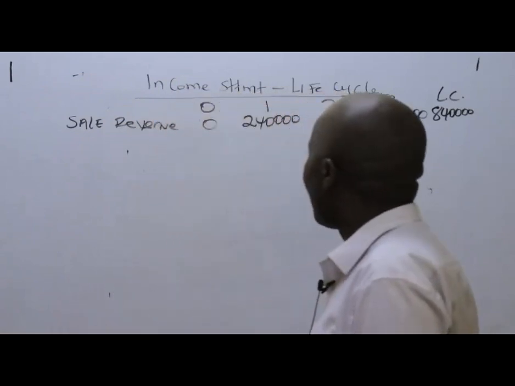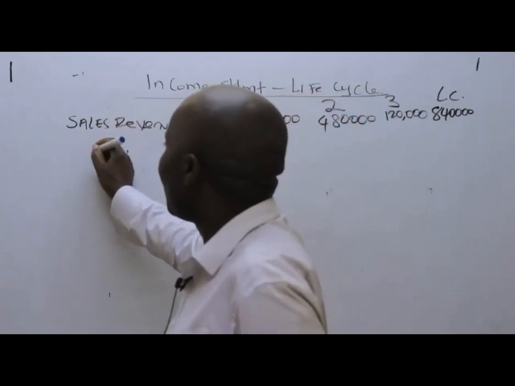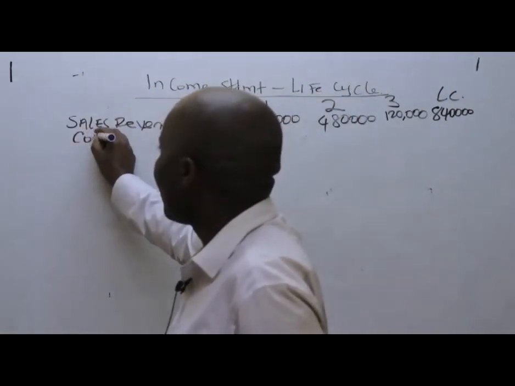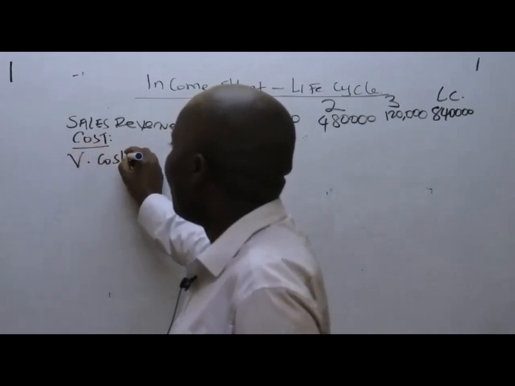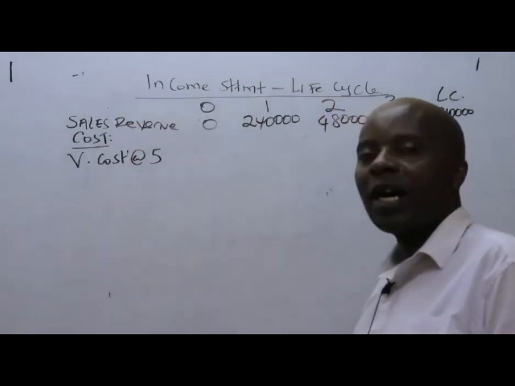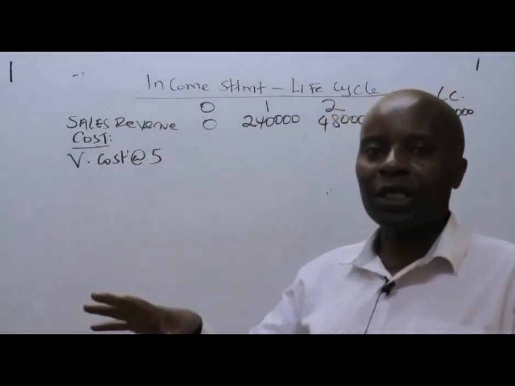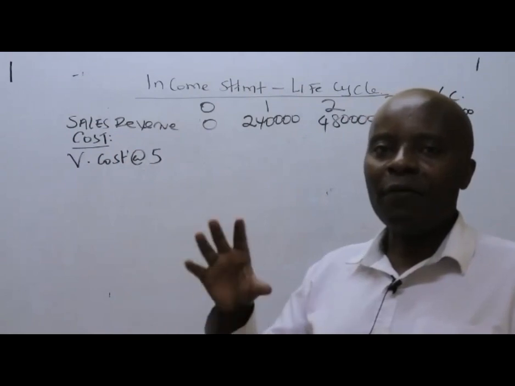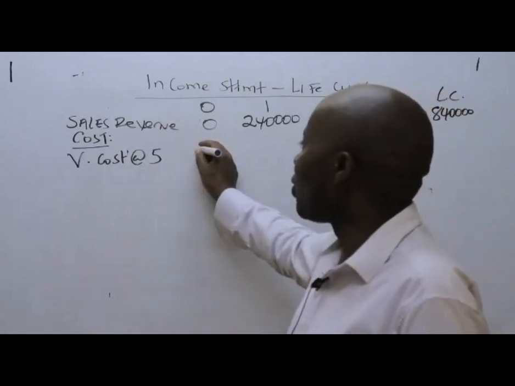Great. So that is sales revenue. Now, after that, ladies and gentlemen, I would want us to go to the next thing, which is the cost, where we shall start with variable cost. Remember, we already calculated variable cost and got a figure of 5 per unit. So ours will be to take the number of units multiplied by 5. For year 0, of course, units are 0.